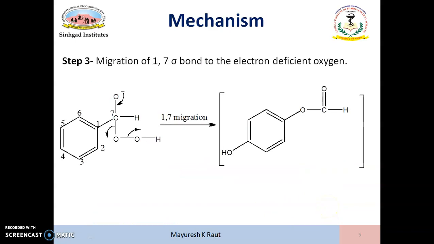Step 3, there is migration of 1,7 sigma bond to the electron deficient oxygen. So we can see here, this is 1, 2, 3, 4, 5, 6 and this carbon gets number 7. So there is migration of this 1,7 sigma bond to the electron deficient oxygen atom. We can see here directly this oxygen is getting attached to the benzene ring. So that's why it is called as 1,7 sigma bond migration.